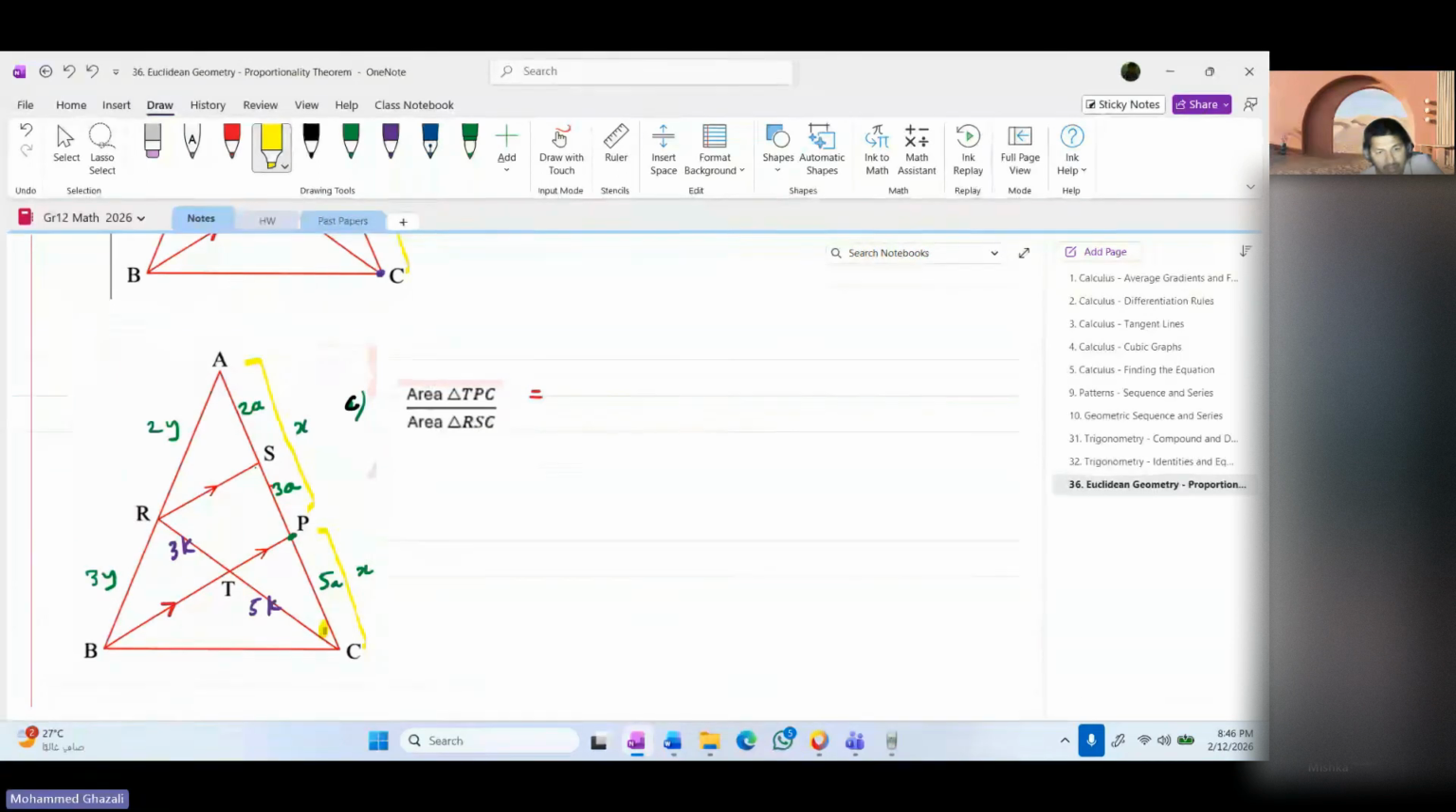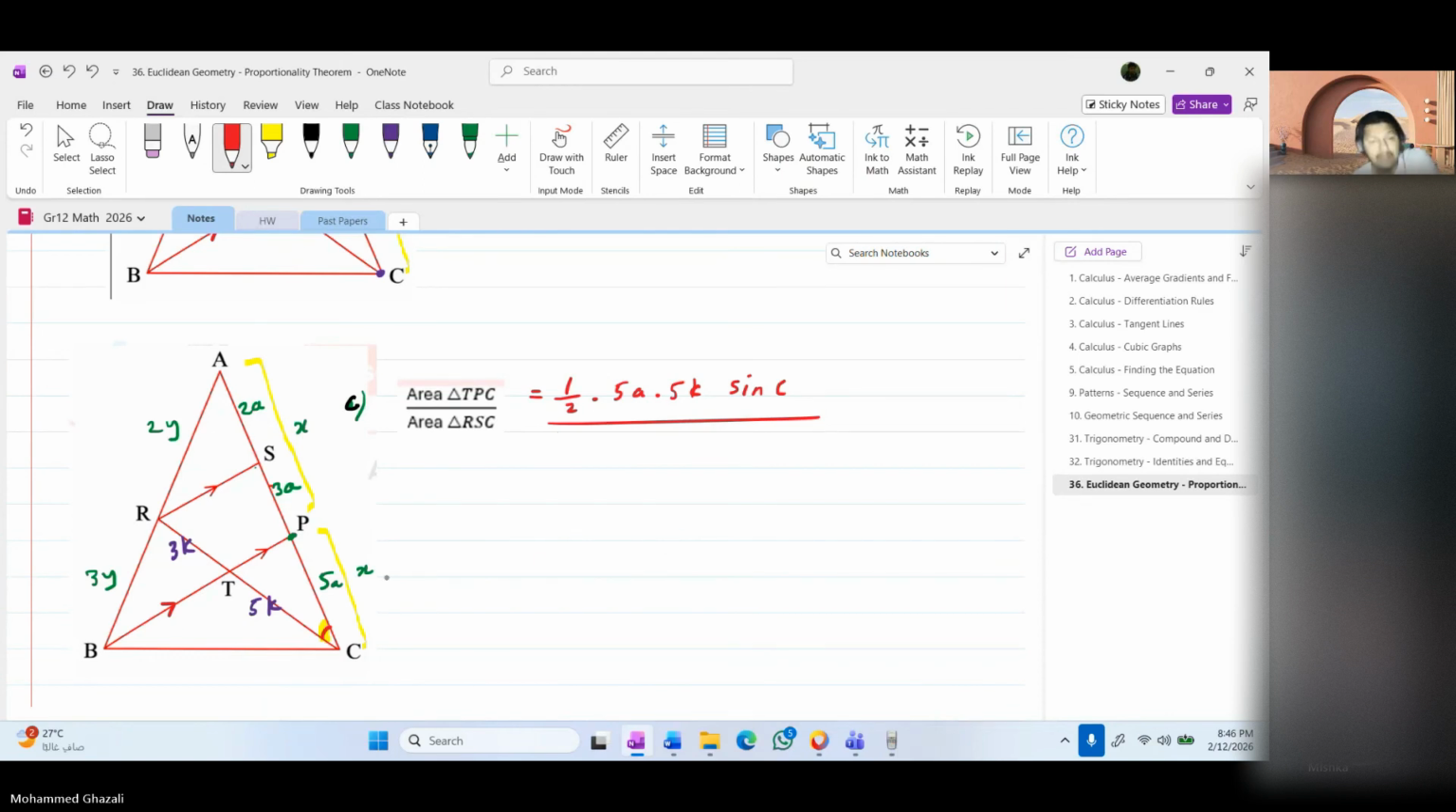So we have a common vertex, common angle. So we have to use the sine rule. So half 5A times 5K sine of angle C divided by, call it angle C1, all right? Make it angle C1 because there are two angles by C. You can't call it angle C now. The angle C is the entire thing. You call it angle C1.